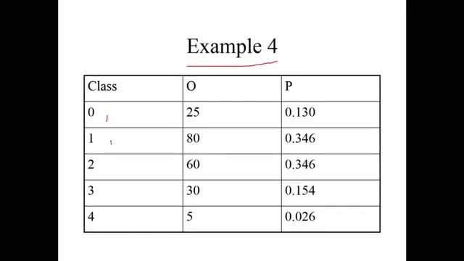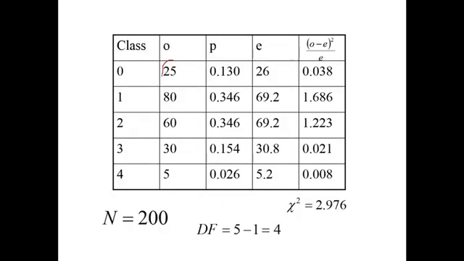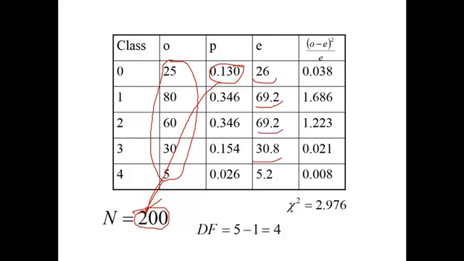Example 4, we have these 4 different classes, and we have these observed numbers of successes, and we have this particular probability given to us. We don't know anything about this except this is the probability model. The total number of successes, or trials, adds up to 200. We multiply the probability in each of these columns times the 200, giving us 26 in the first, 69.2 in the second and the third, 30.8 in the fourth, and 5.2 in the last.